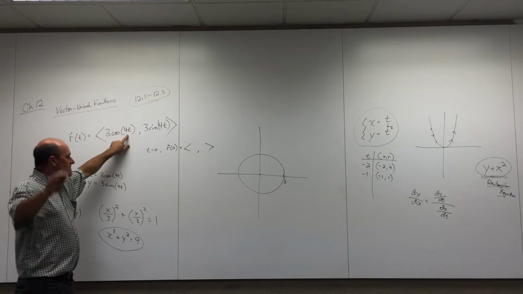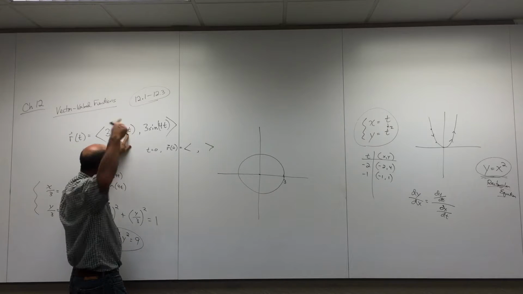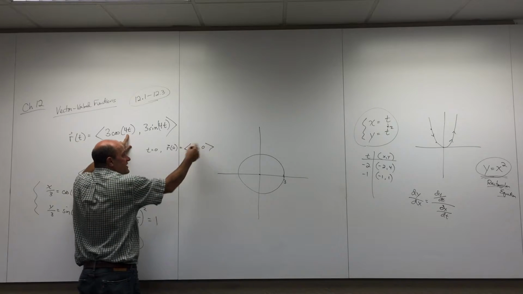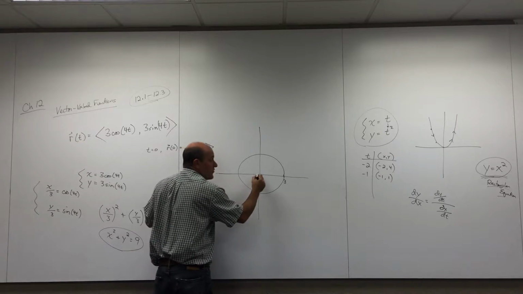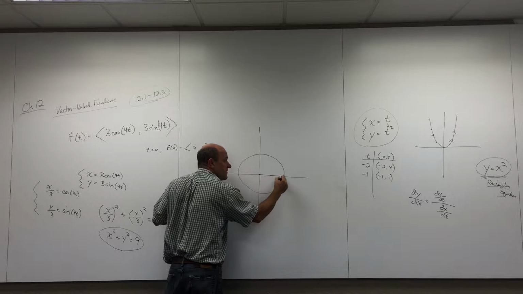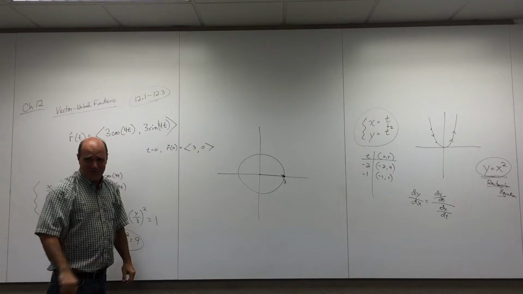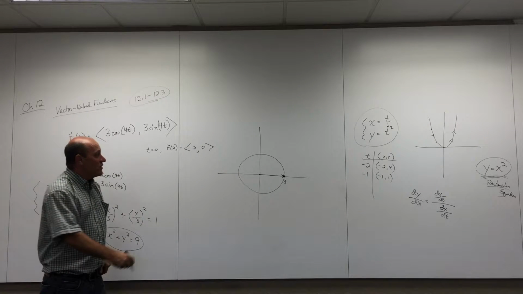What's the cosine of 0? 1. 1 times 3 is 3. What's the sine of 0? 0. So 3, 0. That's the position vector that takes me to this point. I'm at that point when t is 0.